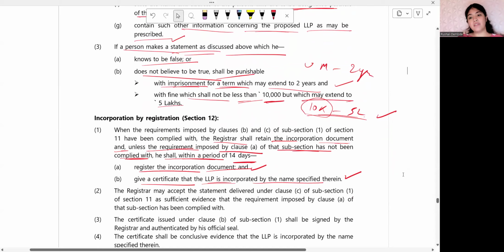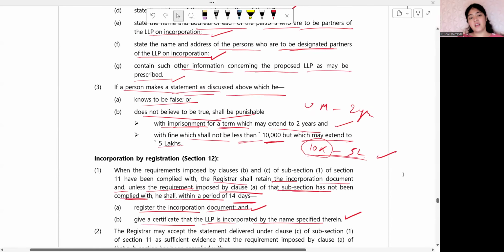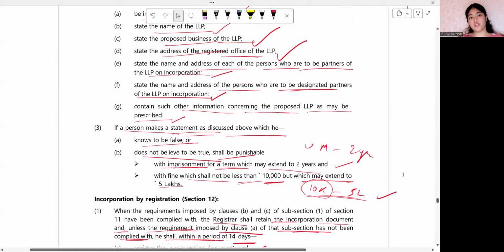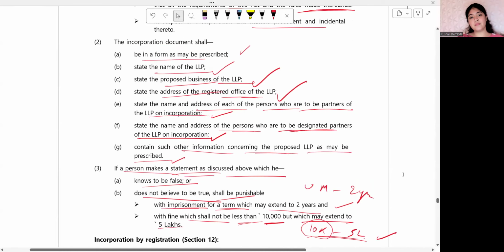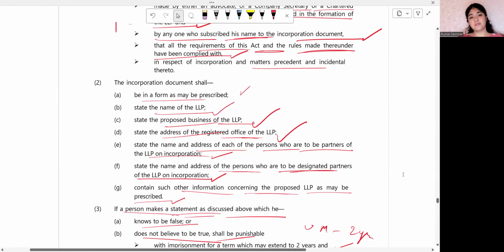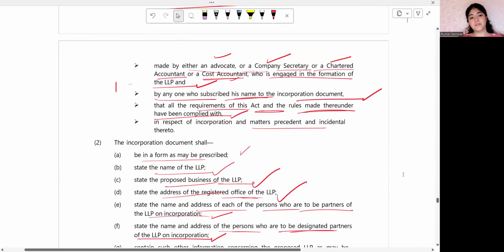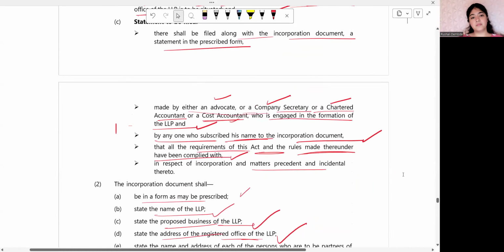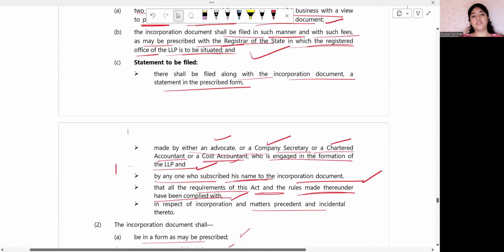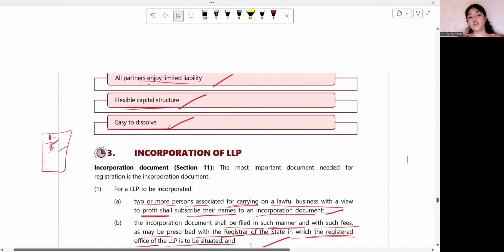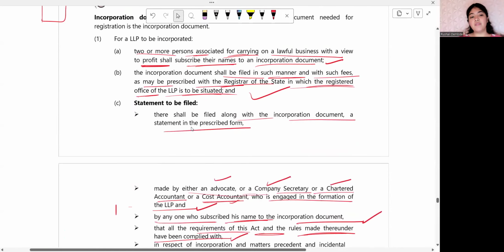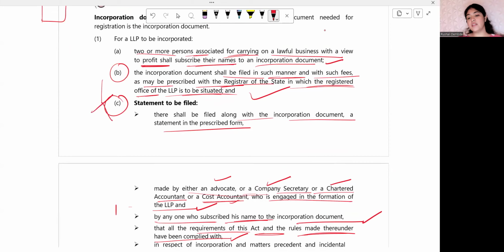Let's go back to 11 subsection 1. That was related to your incorporation. Now, what they have said, you have to file the incorporation document in 11(1)(b). They have said the incorporation document should be filed in such a manner with the statement to be filed. You have to comply with both these things.